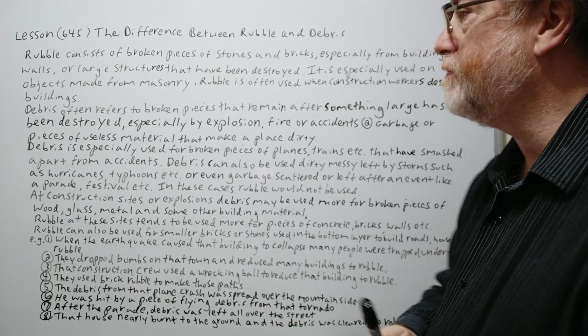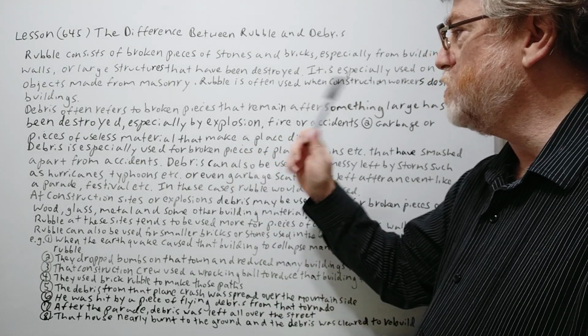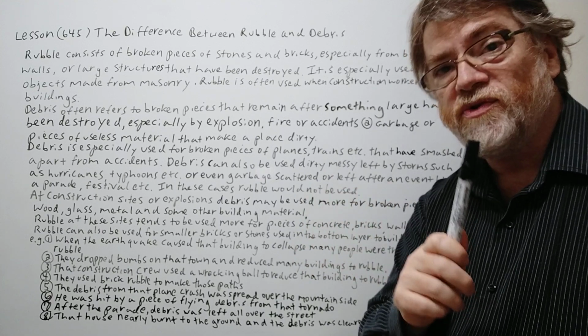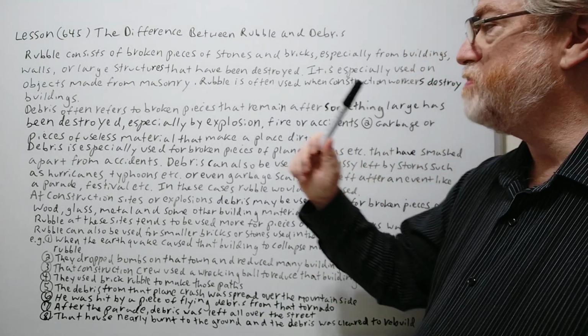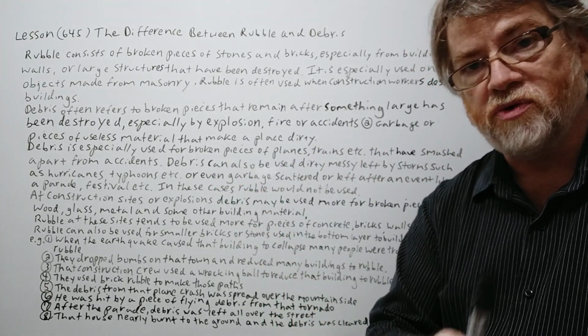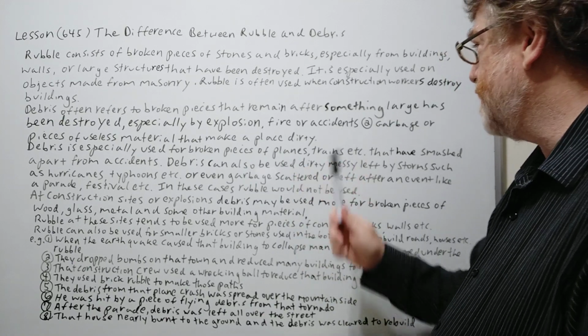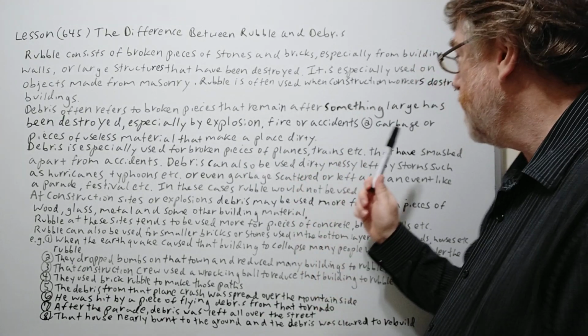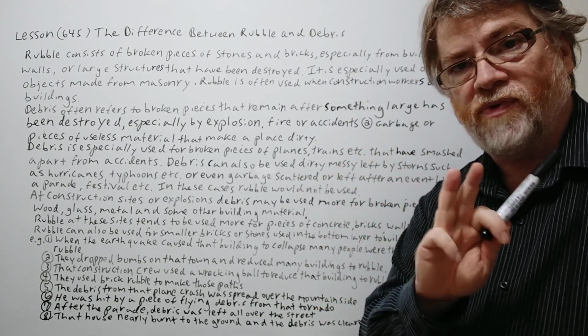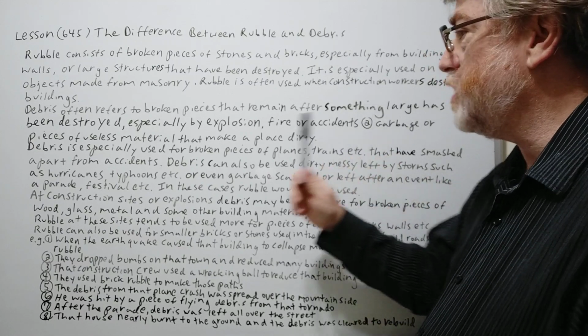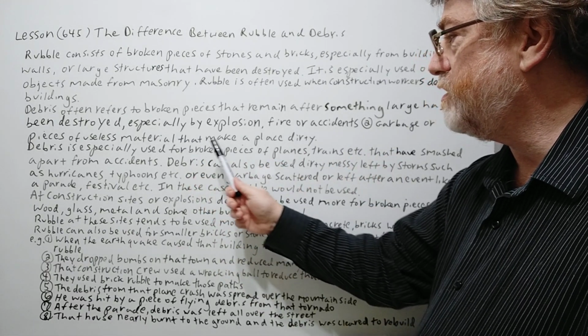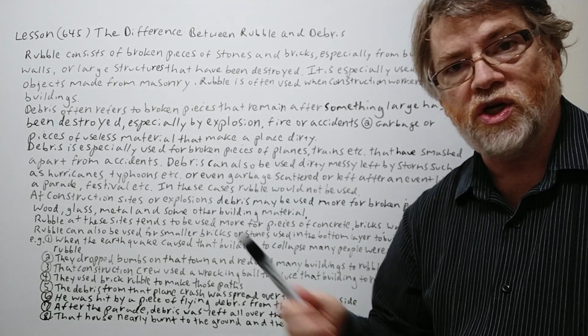Okay, let's continue. Debris often refers to broken pieces that remain after something large has been destroyed, especially by explosion, fire, or accidents, especially accidents. A second meaning for debris is garbage or pieces of useless material that make a place dirty.